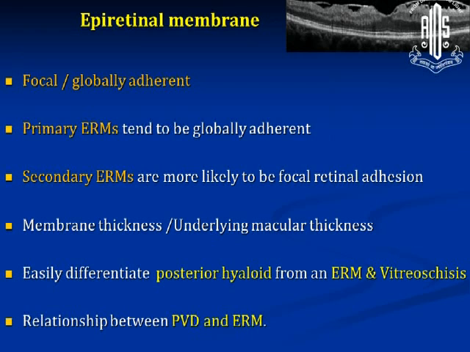Coming on to the epiretinal membrane, one thing we can study is whether it is a focal or globally adherent epiretinal membrane. Primary ERMs tend to be globally adherent, while secondary ERMs tend to be focal. We can know the membrane thickness and underlying macular thickness. We can differentiate the posterior hyaloid from an ERM, and the vitreoschisis associated with this.